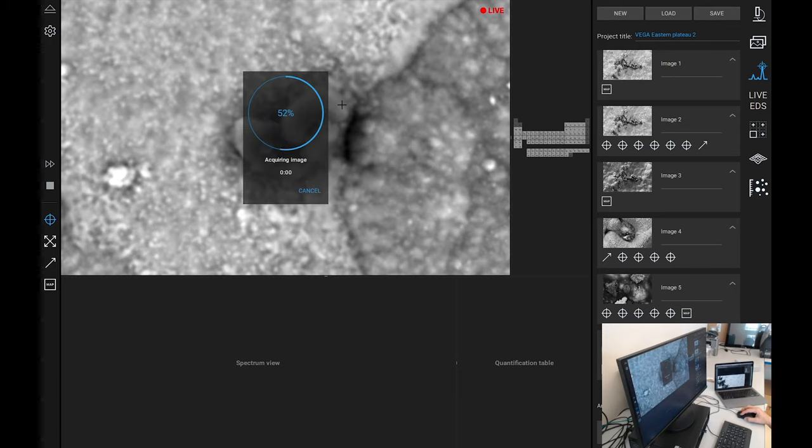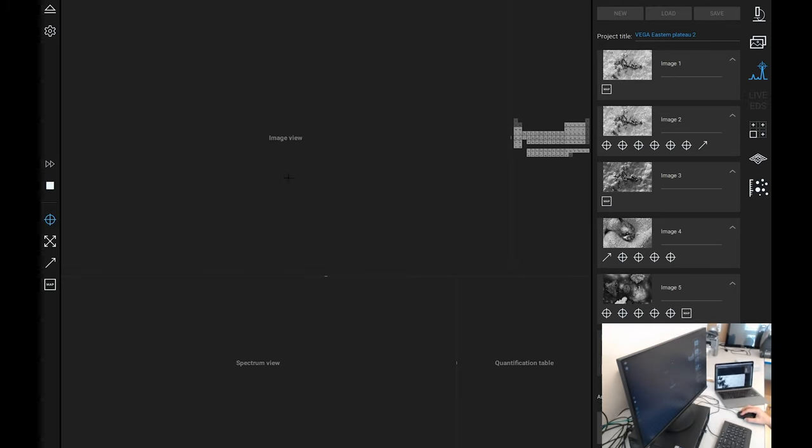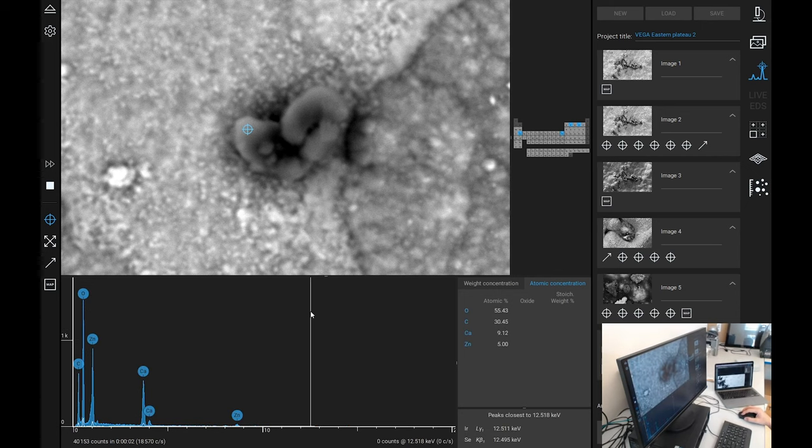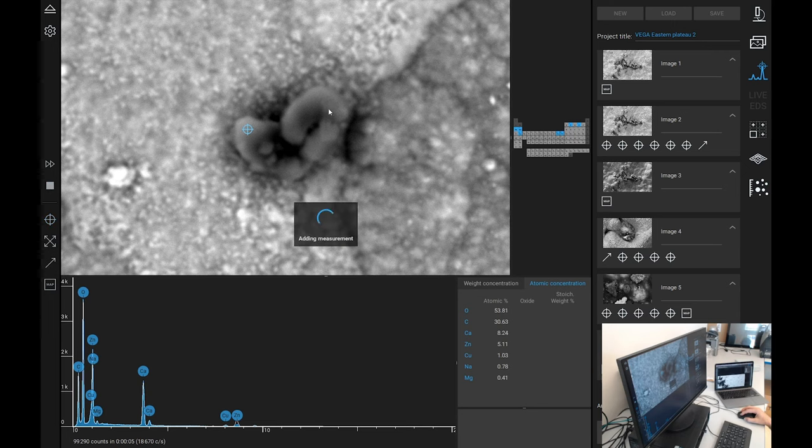Take one spot there. Oh, calcium. You see a pattern. One there, and we'll look on the outside. I think this will be zinc.